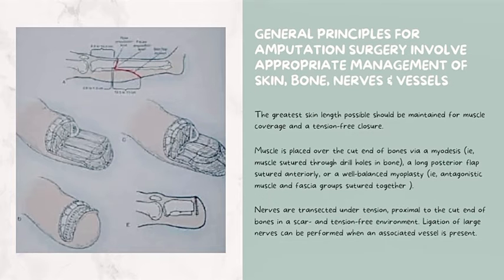So we have general principles for amputation surgery that involve appropriate management of skin, bone, nerves, and vessels. The greatest skin length possible should be preserved for muscle coverage and tension-free closure. The muscle is placed over the cut end of bones through a myodesis, that is a muscle sutured through the drill holes in the bones, and you have a long posterior flap which is sutured anteriorly with a myoplasty, that is an antagonistic muscle and fascia groups sutured together.